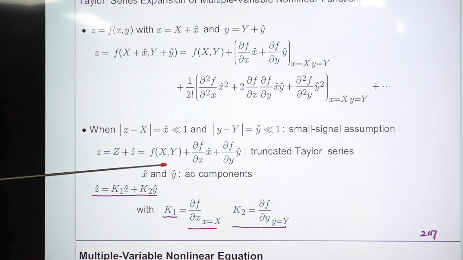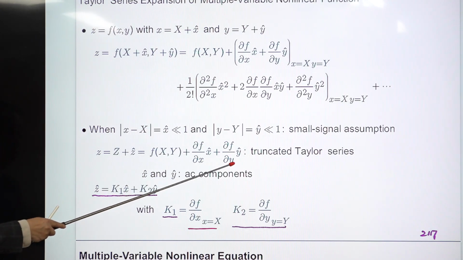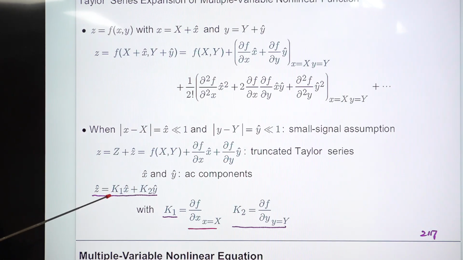Okay. So this DC is DC, and you are interested in this AC component. Then this gain is K1, this gain is K2, and K1 is this one, this one. Okay. Evaluate at the same point. This is called the chain rule, and this is evaluated with x equal to large X and y equal to large Y. Okay, same is true here. So in this manner.